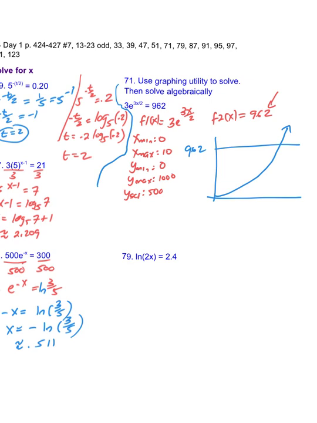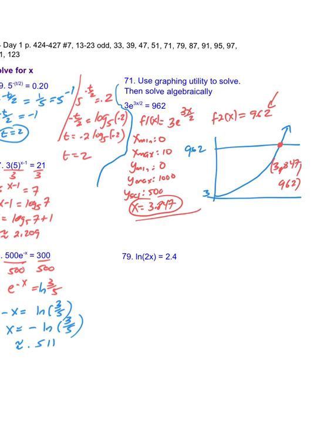And then the point of intersection, when you graph this, is going to be 3.847, comma 962. So the solution to this problem is x is equal to 3.847. Okay, let's also solve this problem algebraically.